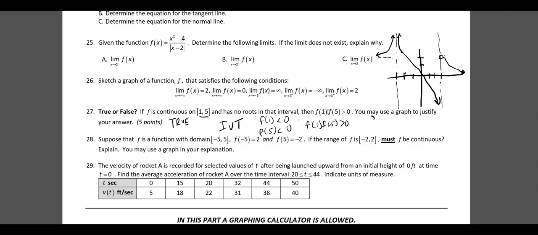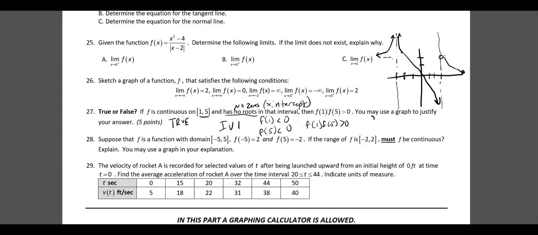meaning there are no x-intercepts. This means no zeros or x-intercepts. So that means either they're both above the x-axis or both below the x-axis. In either case, if you multiply them, you're going to get a positive answer. Positive times positive is positive, negative times negative is positive. So this is true. We don't need a graph to justify this. Mathematical notation justifies it.